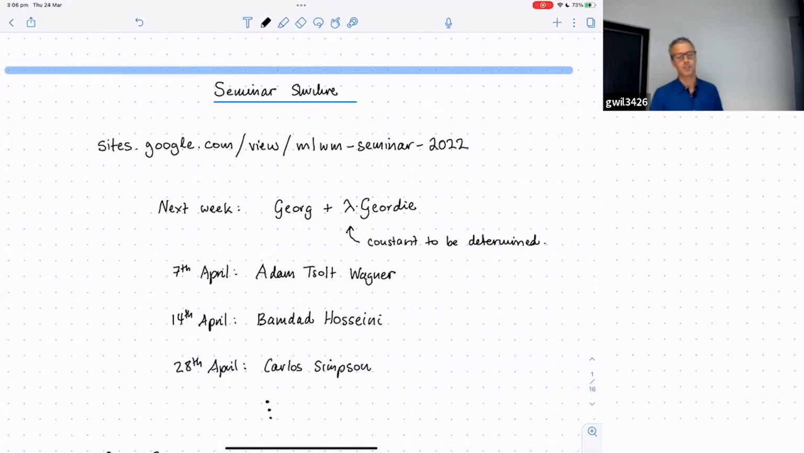Bamdad Hosseini works on graph methods, so we'll see a bit of graph neural nets today, and we'll see more in his talk. Carlos Simpson is talking on a kind of archetypal garden of how to use machine learning and mathematical proof, and I think that's extremely interesting. And then there's another three talks lined up after that, taking us to the end of semester.